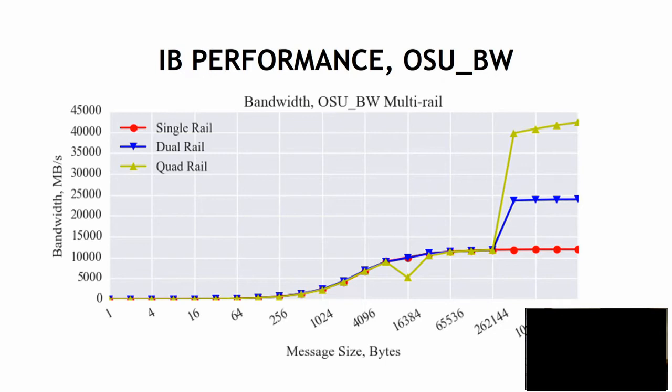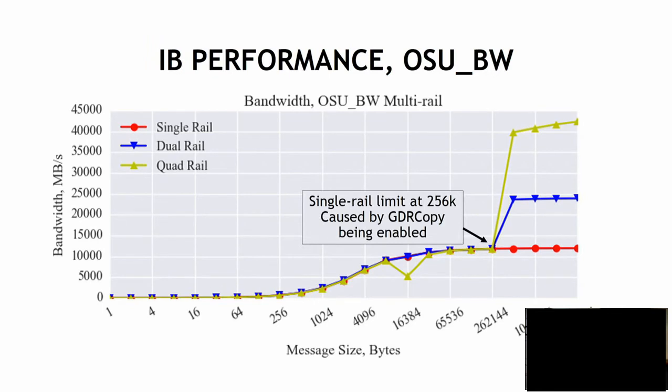The dip that you see around 16K on the quad rail one, that's when you start pushing stuff over the QPI to communicate with the other side, and there's some inefficiencies there. I didn't figure out exactly what tuning we could change there because it does catch up, but that's what's going on. I was just going to claim single rail limit at 256K, but then I looked at some other results.